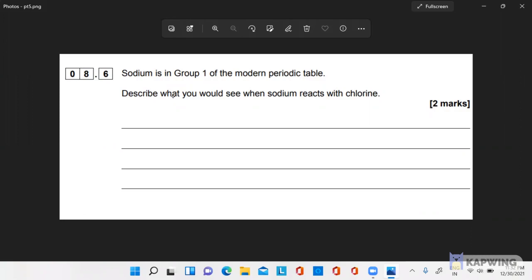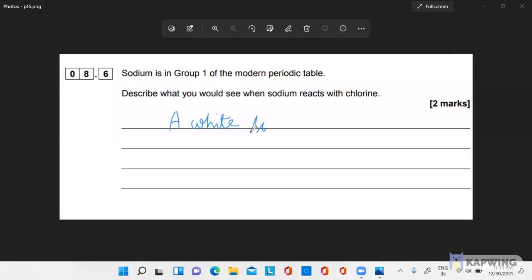Yes, so when sodium reacts with chlorine, a metal halide will form, and the name of the metal halide is sodium chloride. What will we see? We will see that a white solid has formed. The name of the white solid is sodium chloride, which is also our common salt.